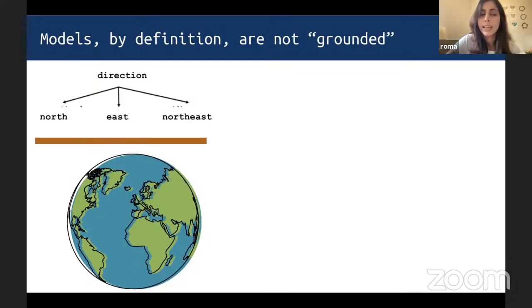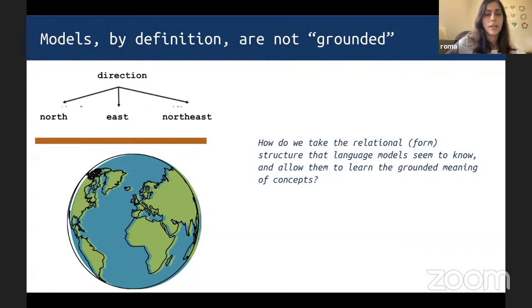And then similarly, even if they can reconstruct these taxonomies and they know the relations between words like north and south and east and northeast, this doesn't actually mean anything if they're not grounding it or learning the grounded meaning. So what we want to investigate a little bit in this work is how we can take these language models that do seem to know the relational meaning and the structure between words that occur in text and try to allow them to learn the grounded meaning of concepts.